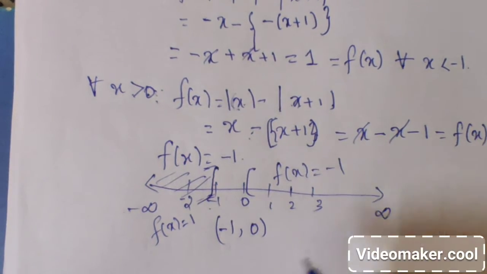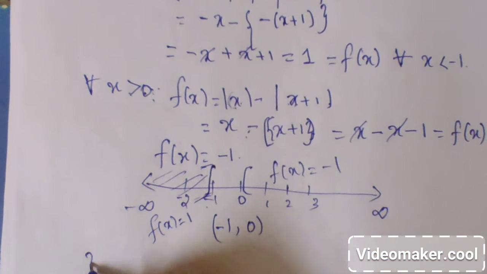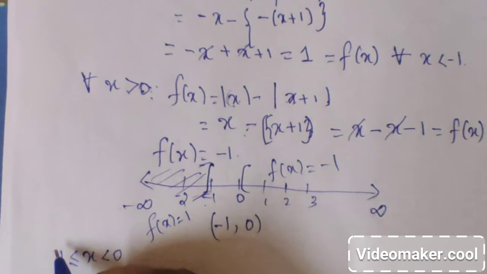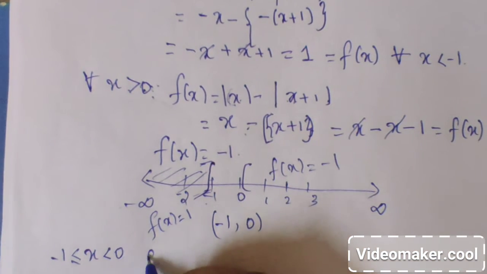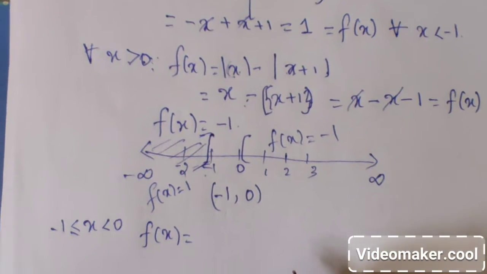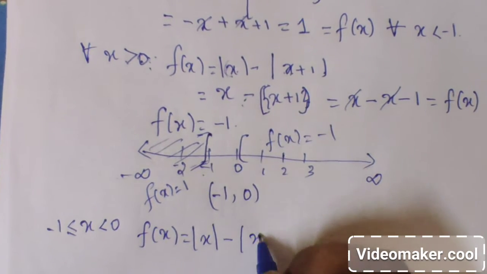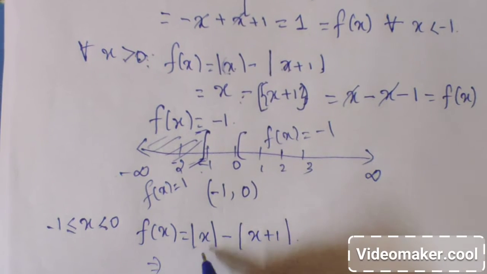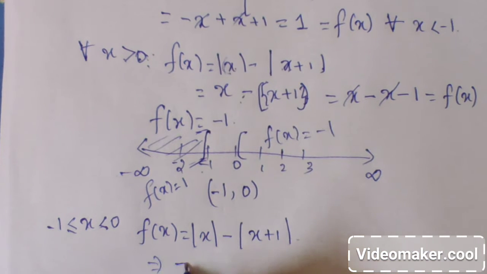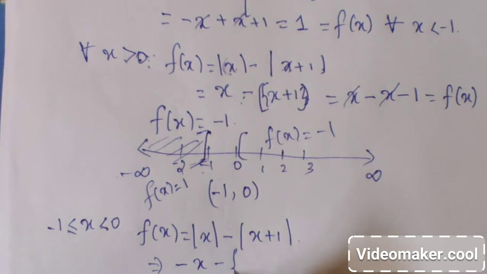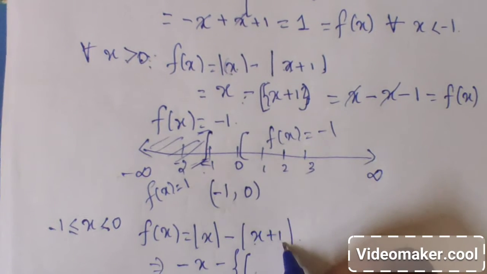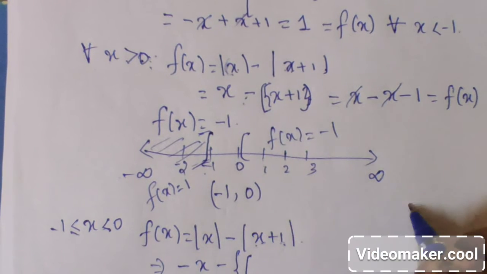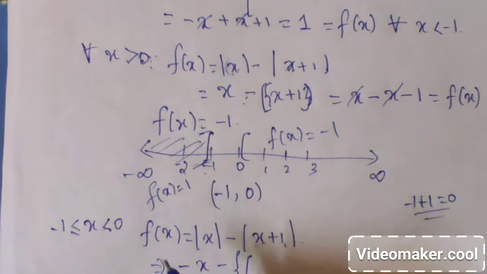So we will calculate the function in this interval, where x is from minus 1 to 0. So what about the function? f of x will again be mod x minus mod x plus 1. Here when the value of x is less than 0, according to the definition of mod, we get minus x. I am putting minus x, minus, and inside we have x plus 1. When the value of x is exactly minus 1, the entire term, minus 1 plus 1, will be 0.